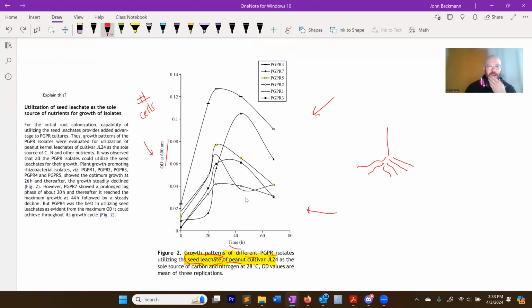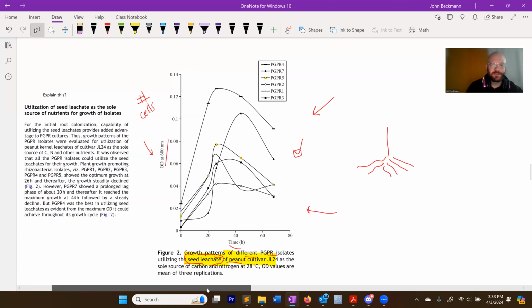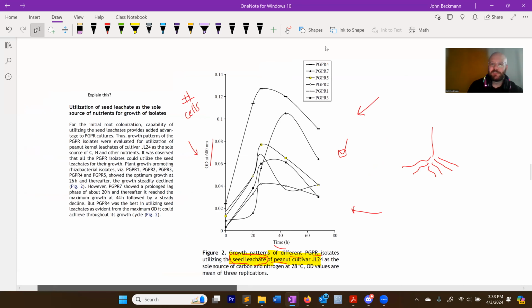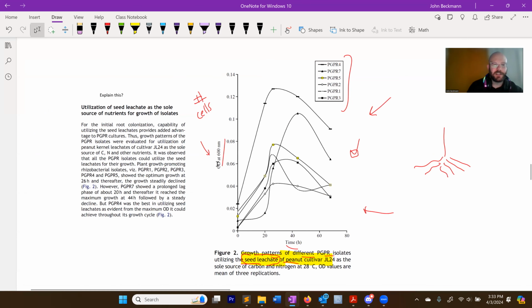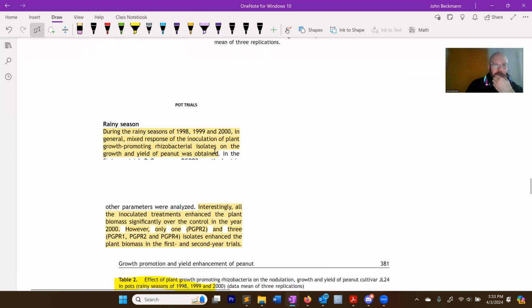Okay. And if they are, okay, so they're replicating. So I buy this. Okay. So they can replicate, at least these ones can replicate with the seed leachate. Okay, so once they've done that, these people were pretty ambitious. So they went and they did pot trials and then they did field trials.